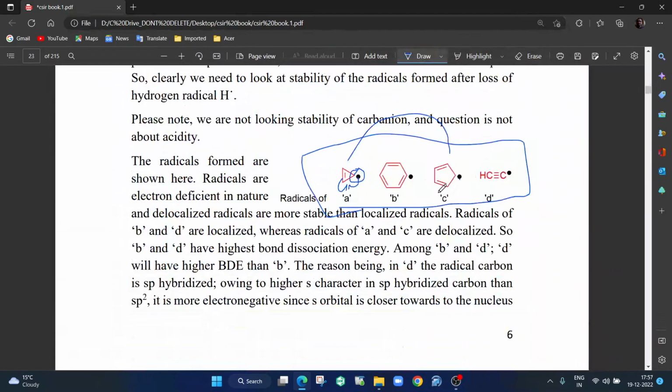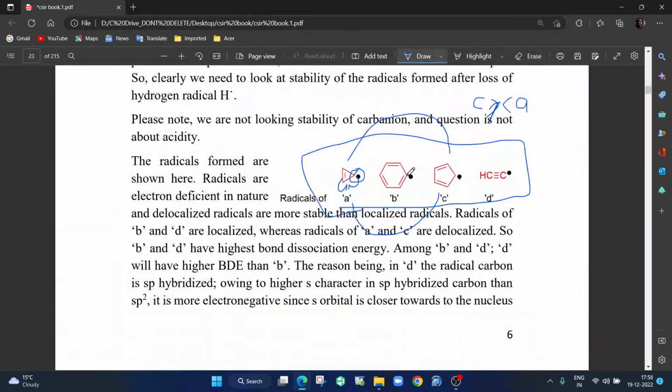So of course C is more stable than A, and C and A are definitely more stable than B and D. So till now what we know, highest stability is for C, so it will have lowest bond dissociation energy because it is more stable, so easily to break. So rather than putting it like this, I'll put it like this. So lowest bond dissociation energy, then comes your A.